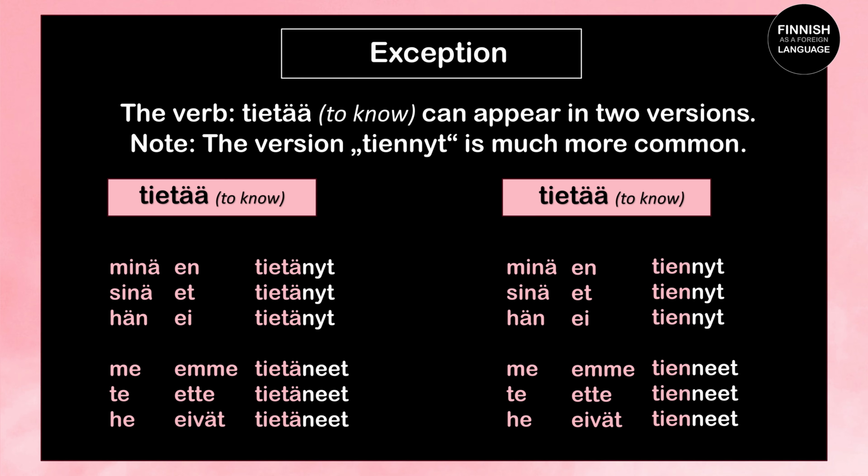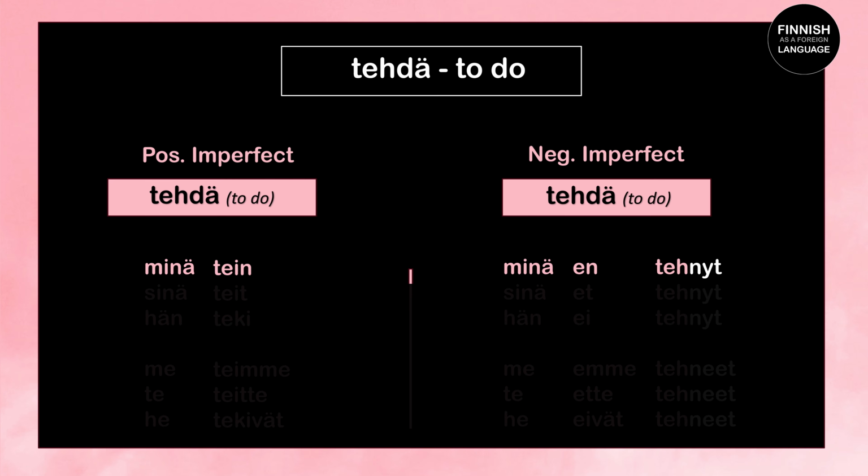So we can either go with this version or the second one is minä en tiennyt, sinä et tiennyt, hän ei tiennyt, me emme tienneet, te ette tienneet and he eivät tienneet. So as you see here, the second version differs a lot from the first version. You can use either version you want. Now let's move on to the two important verbs that we have to pay some extra attention to.